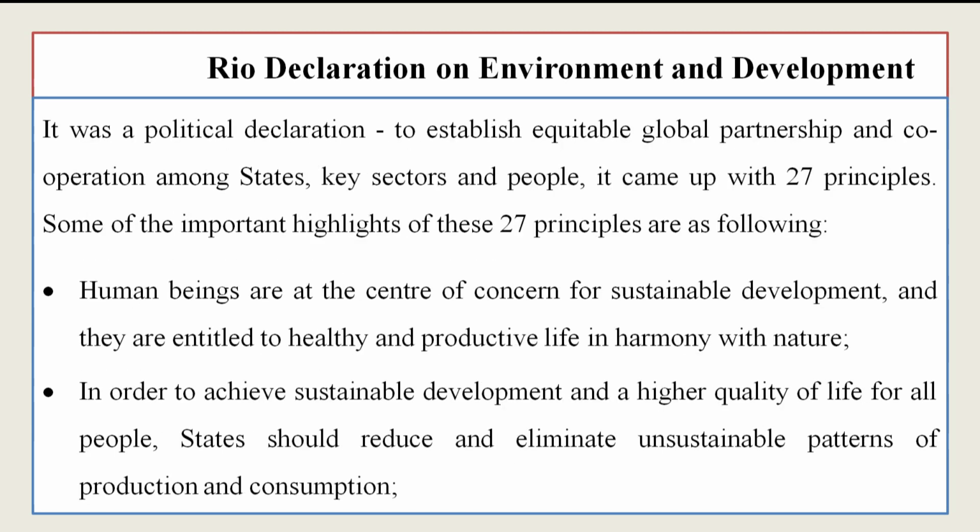The Rio Declaration on Environment and Development, as I already mentioned, is a kind of political declaration. In order to establish an equitable global partnership and cooperation among states, key sectors and people, it came up with 27 principles, and here are a few important ones. In that political declaration, they mentioned that human beings are at the center of concern for sustainable development, and they are entitled to a healthy and productive life in harmony with nature. Even in our constitution, we have mentioned in our fundamental rights that we should have a healthy and productive life in harmony with nature.